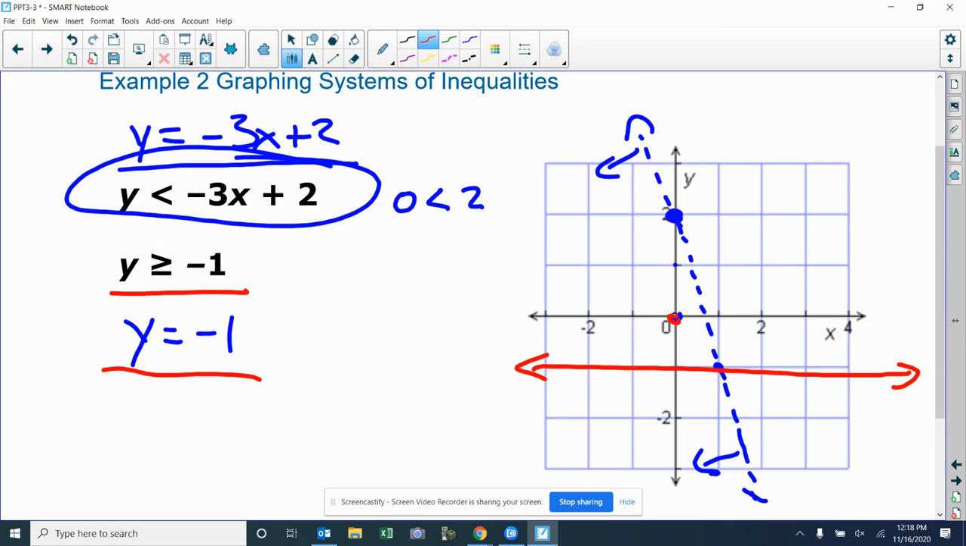Now this is a little different because it doesn't have an x and a y, it just has a y. So if I still plug in 0 there, which is fine, is that true or false? Is 0 greater than -1? You got to think about that one. Zero is greater than negative one. Okay? So the true side is here.